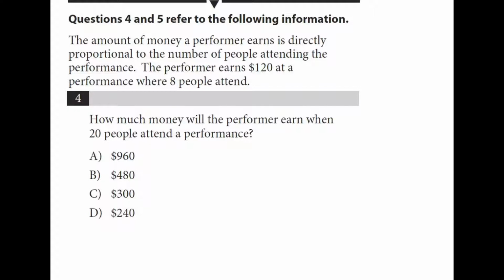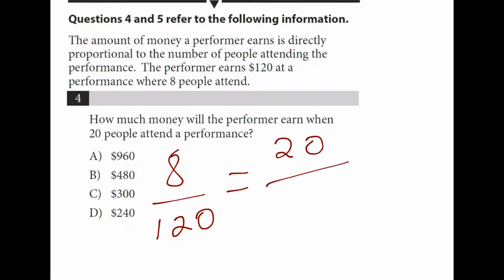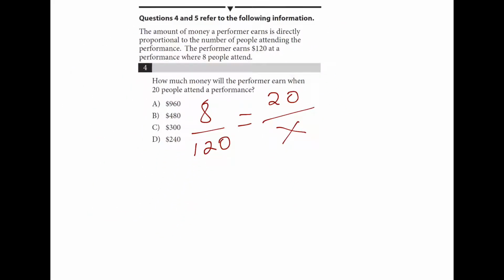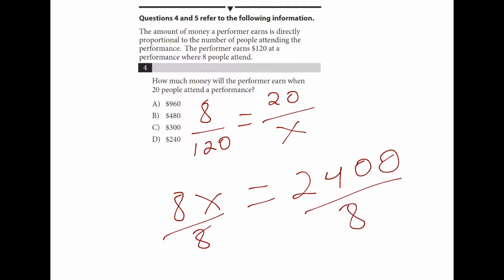Number 4. How much money will the performer earn when 20 people attend a performance? So we know that when 8 people attend, we earn 120. So now we know that 20 people are attending, but we don't know how much we earn. We can use the same cross-multiplication technique. 8 times x is 8x, and 120 times 20 is 2400. When we divide both sides by 8, we get that x is 300.